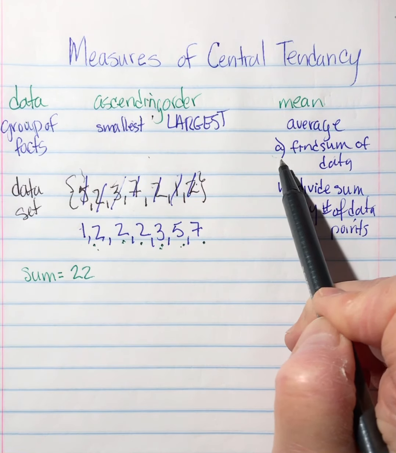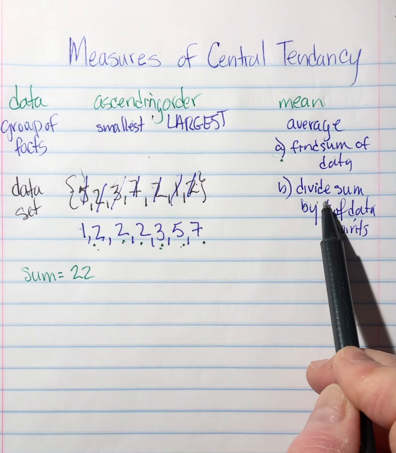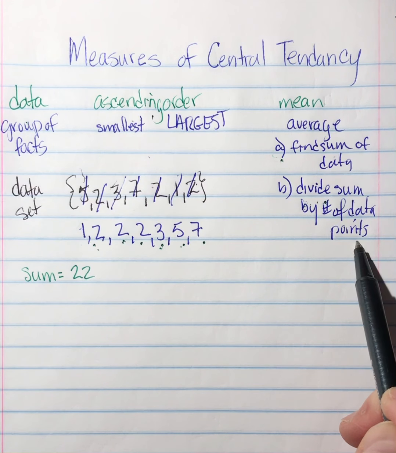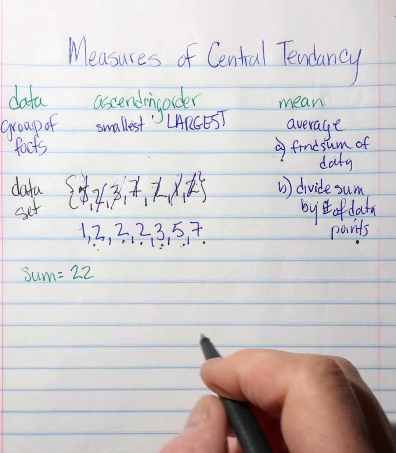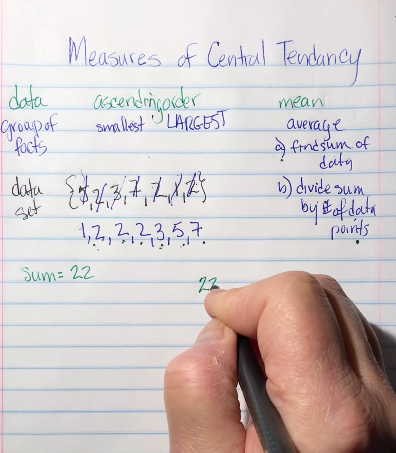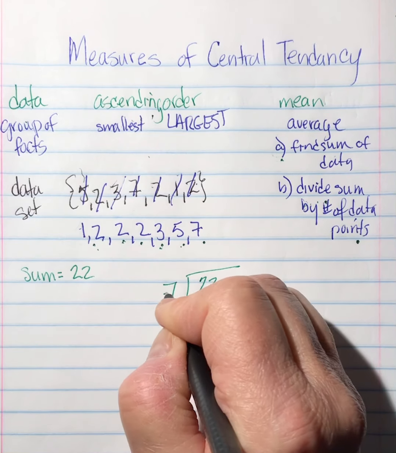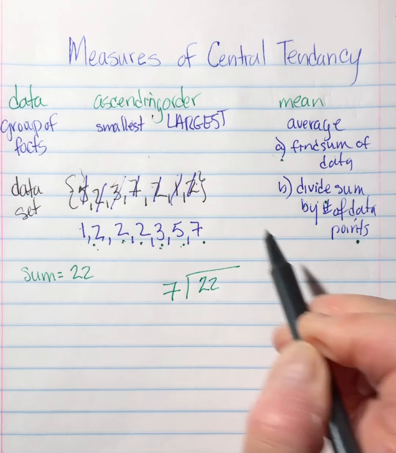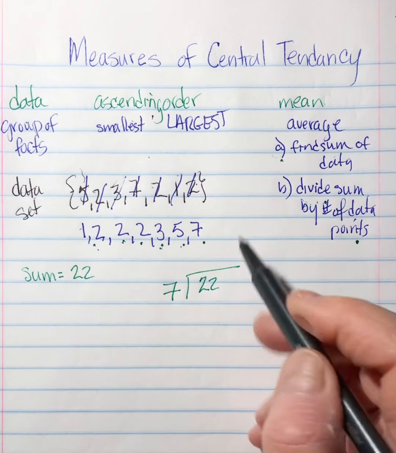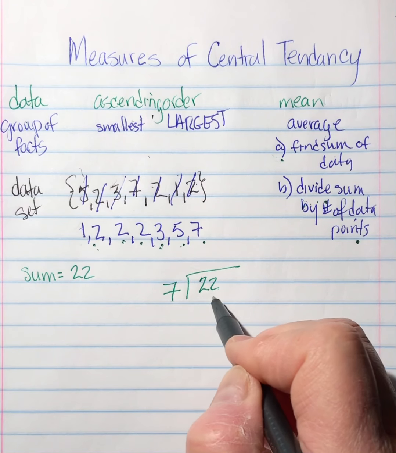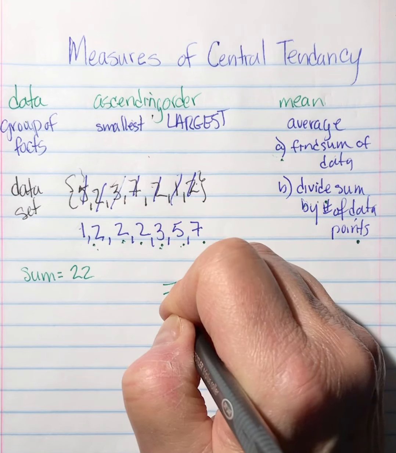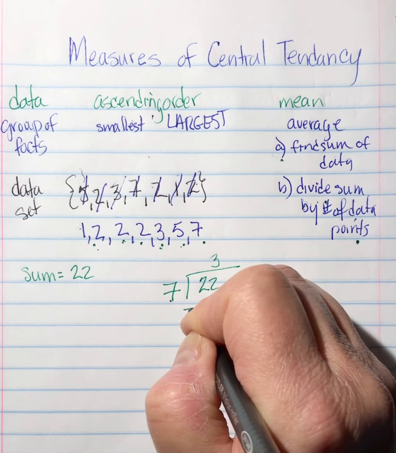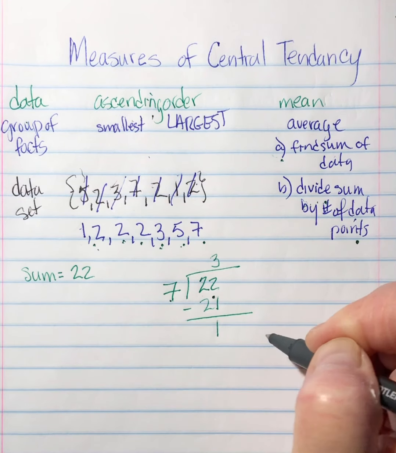That's the sum. But what do we have to do now? I have to divide my sum by however many number of data points I have. So we know we had 7 because I've counted them several times. So I'm going to take 22 and I'm going to divide it by 7 because that's the number of data points I have. 7 doesn't go into 2. 7 does go into 22. It goes in 3 times. 3 times 7 is 21. I'm going to go ahead and subtract because that gives me a 1.